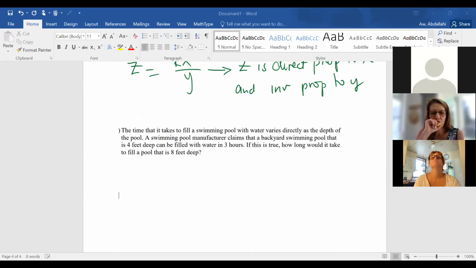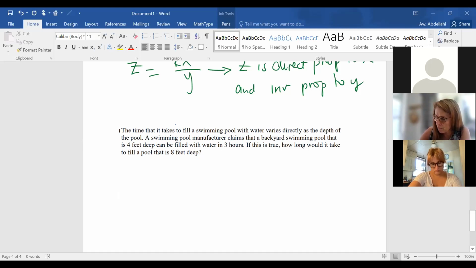So what you're going to do here is, first of all, we're going to do the variables. I don't have variables yet, right? Tell me, what are the 2 variables involved here? When you read, for instance, the time it takes to fill a swimming pool with water varies directly as the depth of the pool, what are the 2 variables? Time and depth. Exactly, thank you. These are the 2 variables.